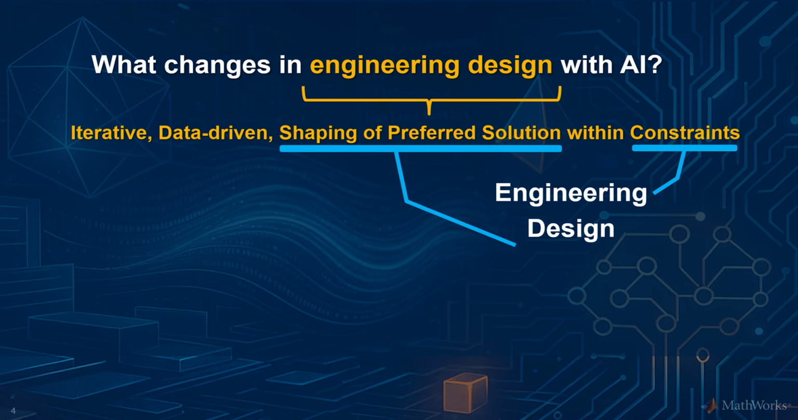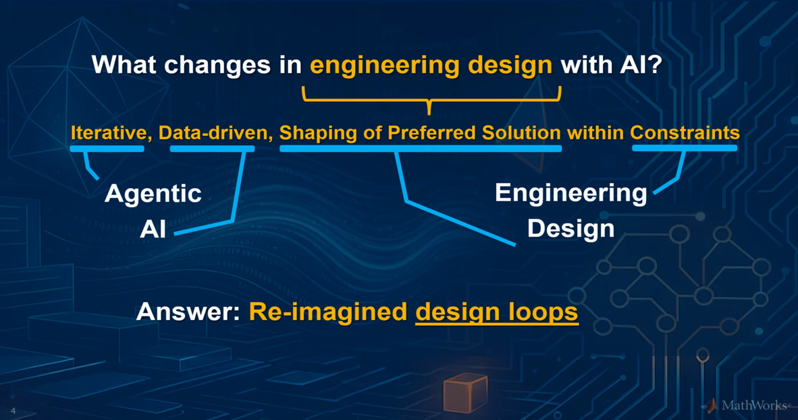And the activity is iterative and data-driven. That has been the case. So none of this definition changes with AI. AI probably underlines two aspects of it. One is the data-driven part, with emphasis on data-driven, and the agentic, this new thing that is only 10 months old. That underlines the iterative cycle. So with that, probably the answer to the question is not changing the principles of engineering, but reimagining some of the design loops, some of the engineering loops.